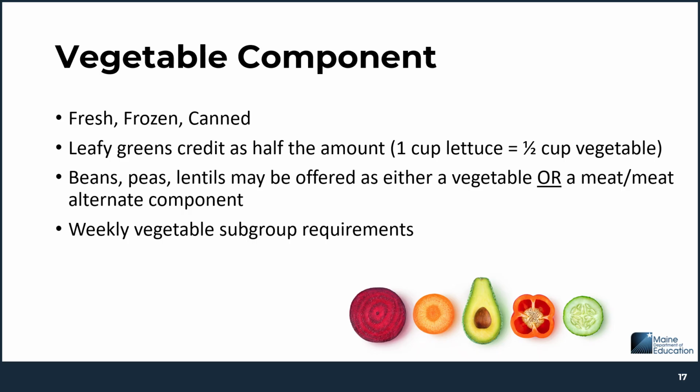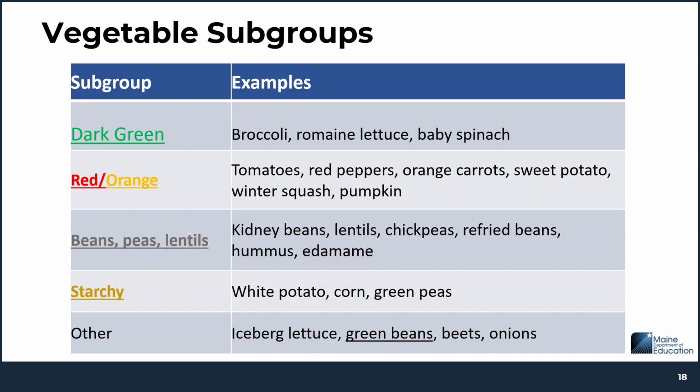Beans, peas, and lentils may be offered as either a vegetable or a meat alternate component. The menu planner decides which component they're offering them for. And with the vegetable component, there are also weekly vegetable subgroup requirements. So what this means is that over the course of the week, different vegetables from the different subgroups must be offered to students. The vegetable subgroups are dark green, red orange, beans, peas, lentils, starchy, and other.